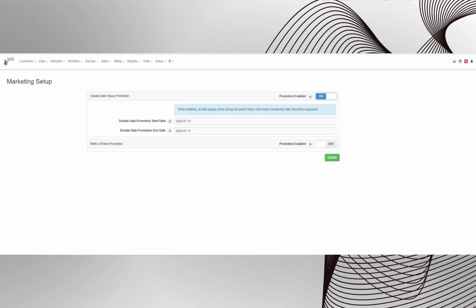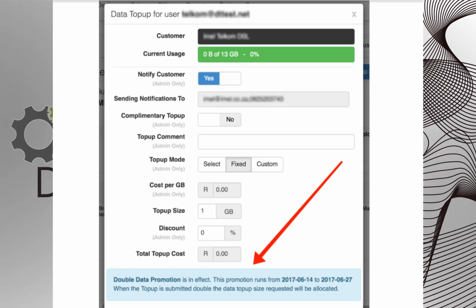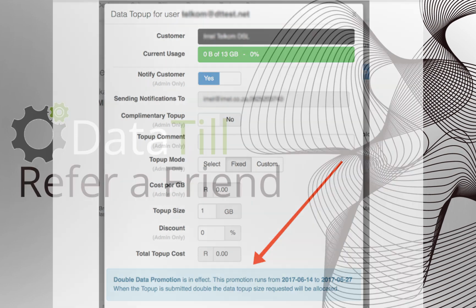When Double Data Top-Ups is enabled, all data top-ups done during the period below will receive double the data allocation requested. When a pop-up is added, a prominent blue box will display if the promotion is in effect on the pop-up screen as seen here.